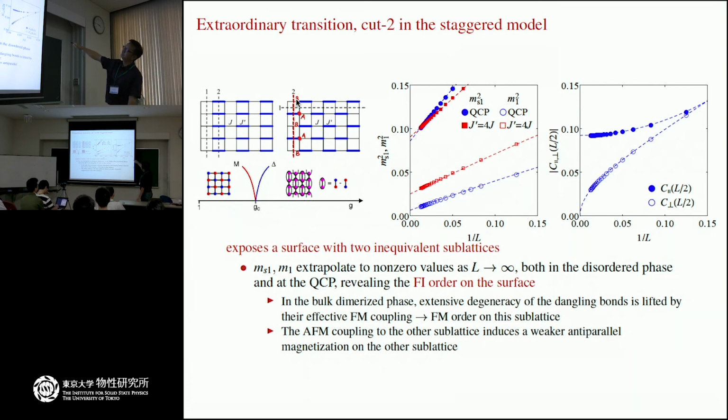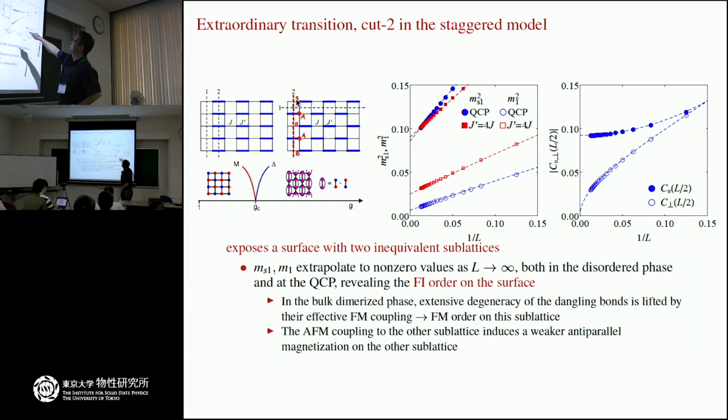So this can be seen from this plot. This is the surface magnetization. This is the bulk. This is the surface staggered magnetization. This is the surface uniform magnetization. These open symbols are uniform, and the filled symbols are staggered.